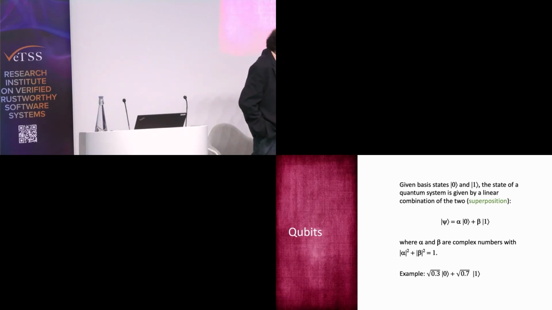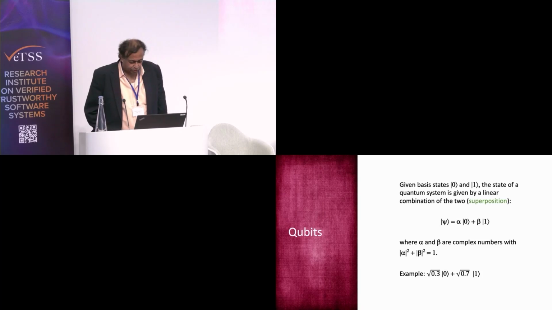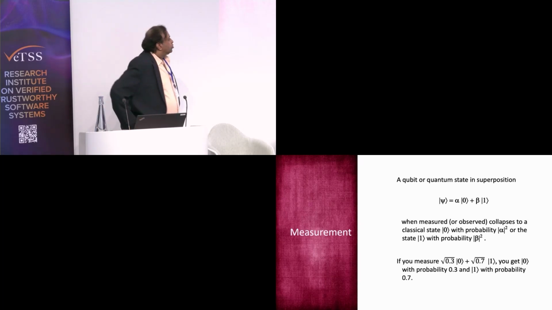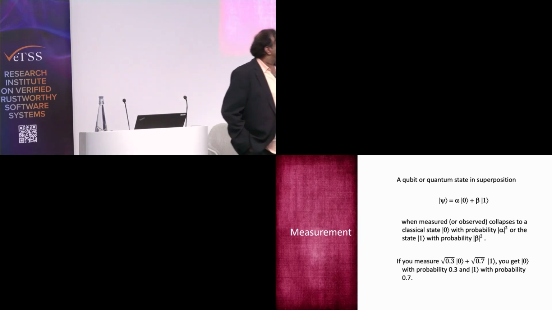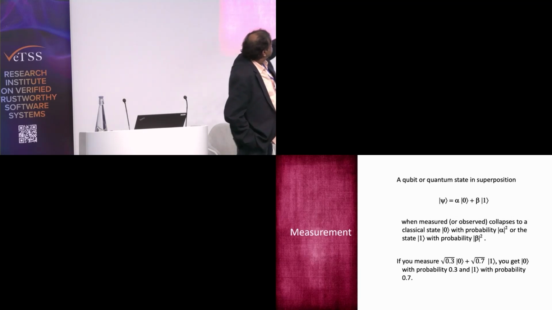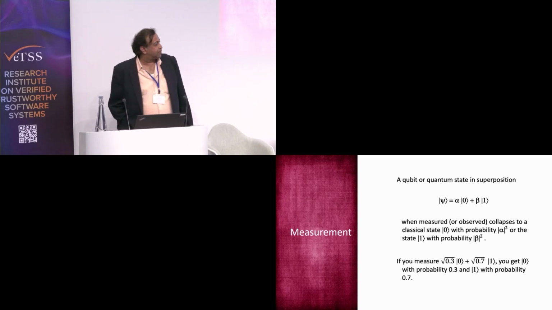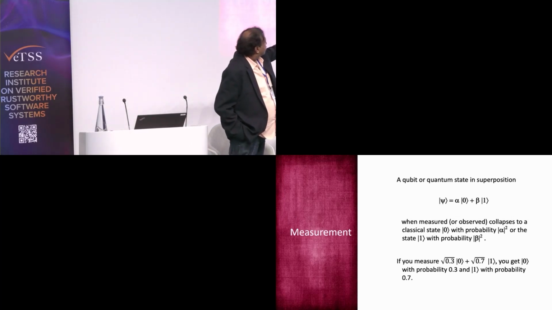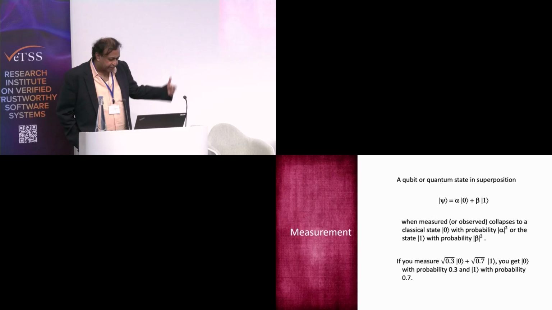Here is an example. I haven't really used complex numbers, but if you square alpha and square beta and add up, you get 1, okay? So that's an example of a qubit. Now you have to observe a qubit. For a qubit in a superposition, in general, you don't know the state, so you need to make an observation. When you observe, it collapses to a classical state: 0 with probability modulus alpha squared, or 1 with probability modulus beta squared, okay? So for example, if you measure this state, you get 0 with probability 0.3 and 1 with probability 0.7, okay? So that's a quantum state, and then you measure.